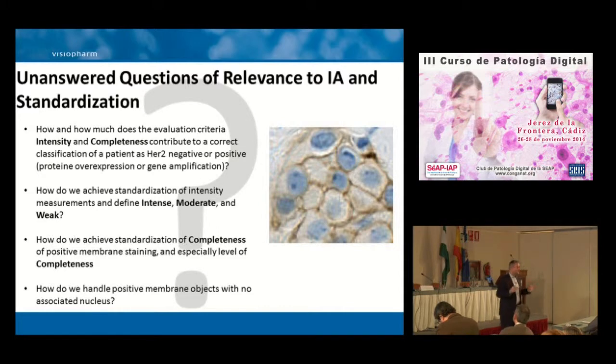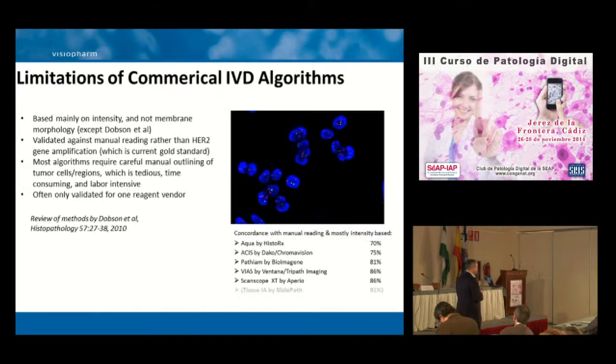So as you can see, there are plenty of unanswered questions even in these ASCO-CAP guidelines that are only trying to give us a cognitive interpretation of how people normally read HER2, but it's not a good platform for standardization. Then we can try to look at what's out there. That's what we started doing already back in 2005-06. What's out there? What has been validated?